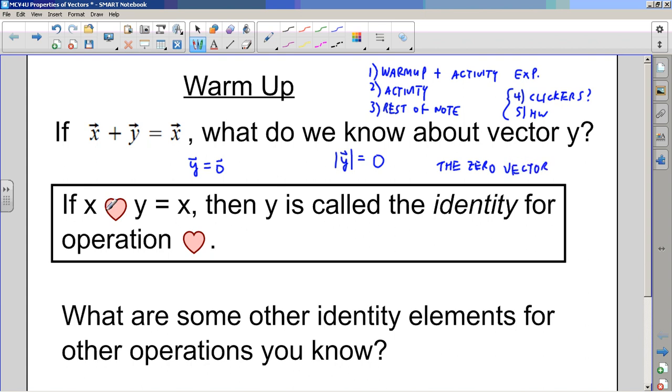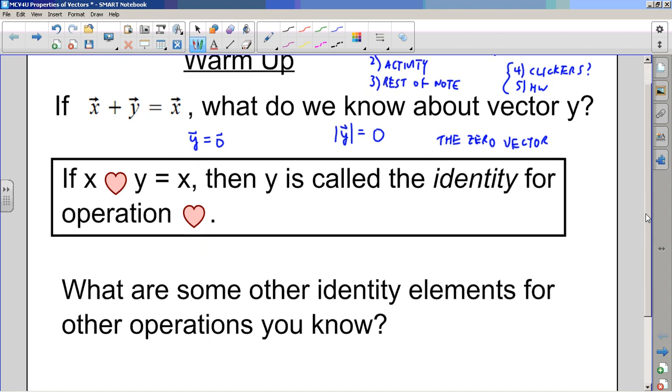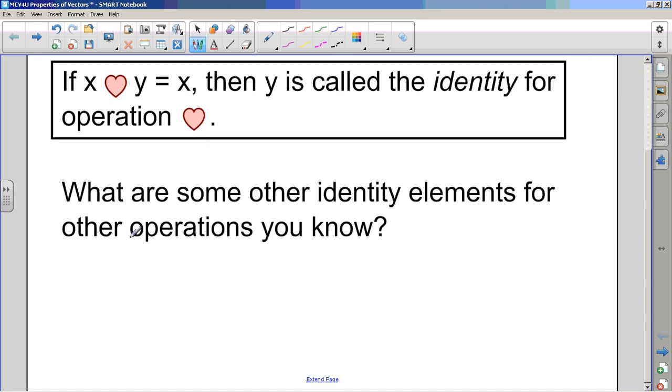And we call this idea, if x blah y equals x, then y is called the identity for the operation blah. And we know lots of identities. What are some other identities for other operations you know? Well, for multiplying real numbers, one is the identity, right? For instance, 7 times 1 equals 7. So for multiplying real numbers, there's your identity.